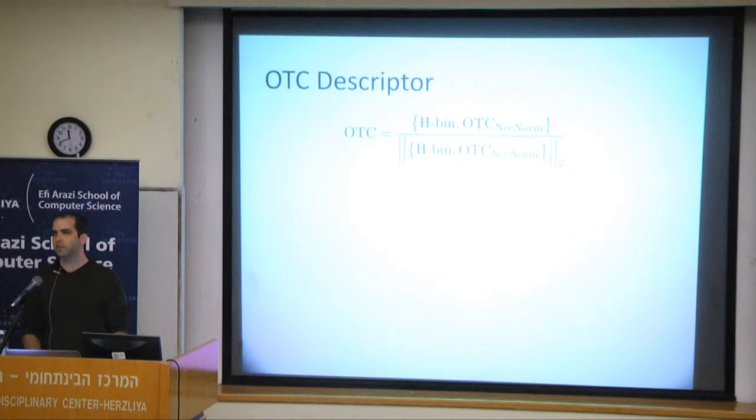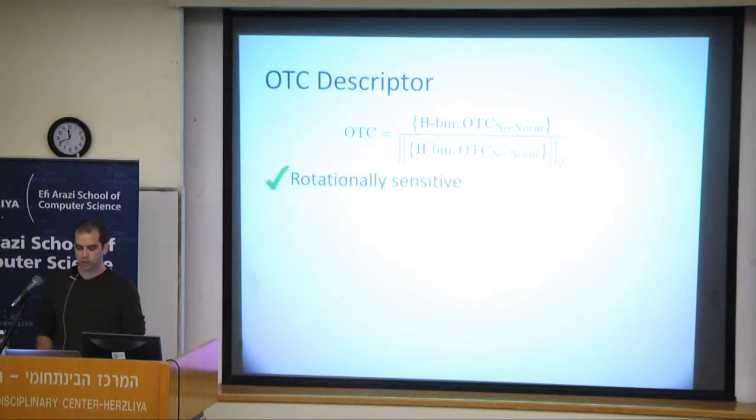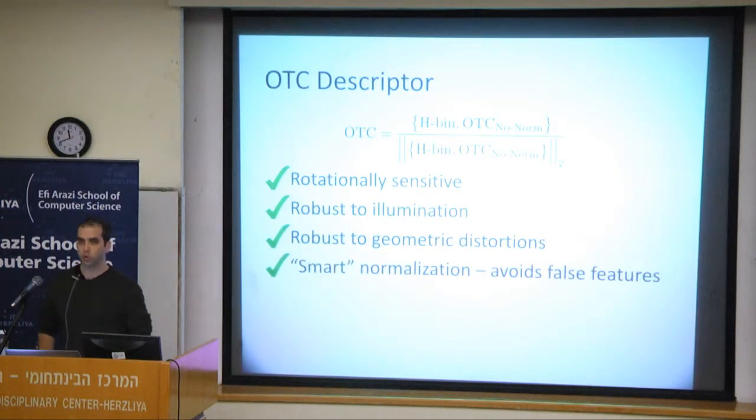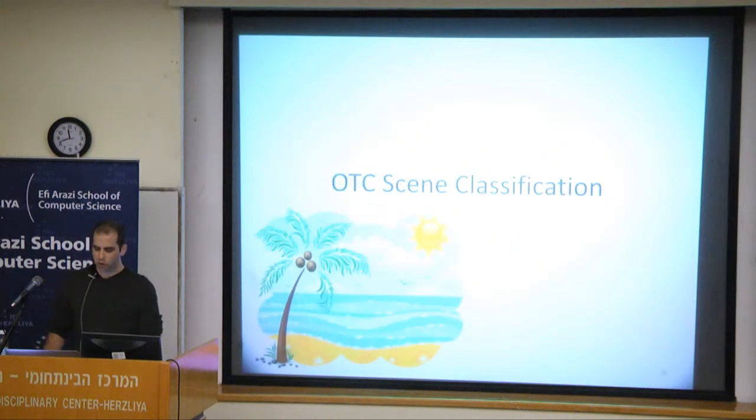So basically, our OTC descriptor is just a concatenation of the H bin and the OTC no norm after applying the L2 normalization. And of course, as we saw before, it's rotationally sensitive, it's robust to illumination, it's robust to geometric distortions, and of course, it avoids the creation of false features. Next, I'll show how we incorporate our OTC descriptor in a scene classification framework.